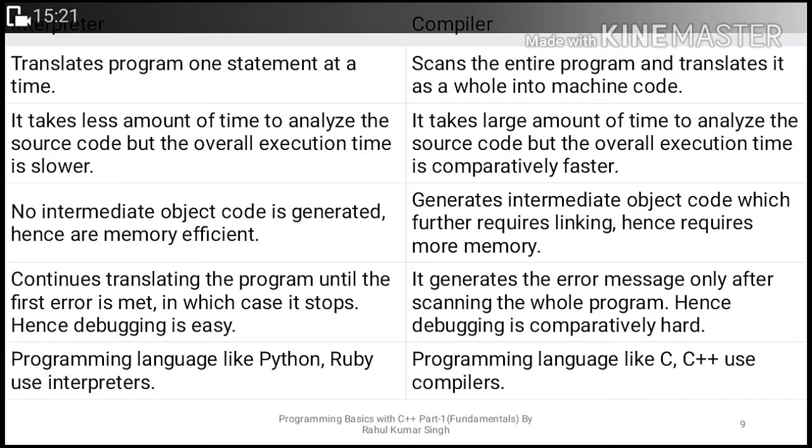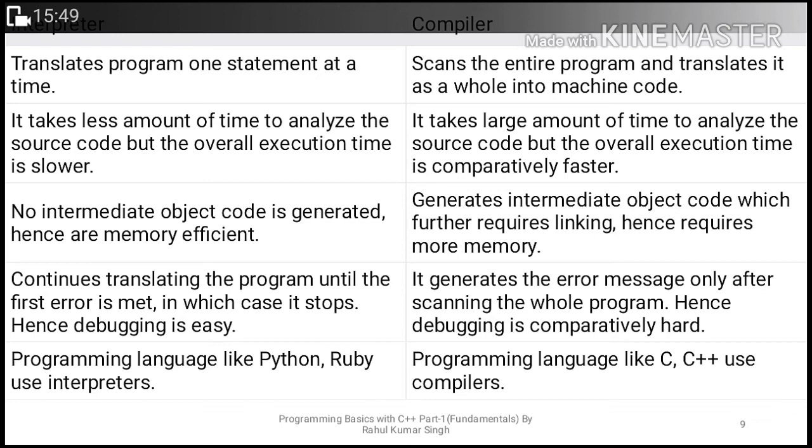Now the interpreter, on the left side, takes less time to analyze the source code, but the overall execution time is slower as it executes line by line. That's why it is a little slower than a compiler's execution. The compiler takes a large amount of time to analyze the source code, but overall execution time is comparatively faster than the interpreter.